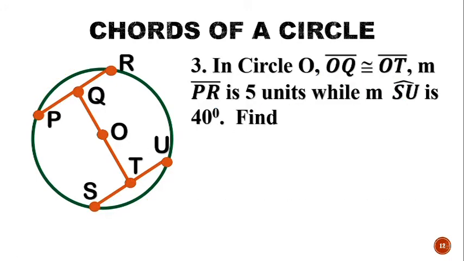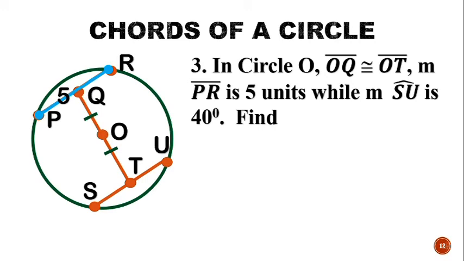In circle O, segment OQ is congruent with segment OT. Okay, so we put that symbol. Ibig sabihin yan, similar or congruent. The measure of segment PR is 5 units. Where is segment PR? All right, then it's 5. While the measure of arc SU is 40.